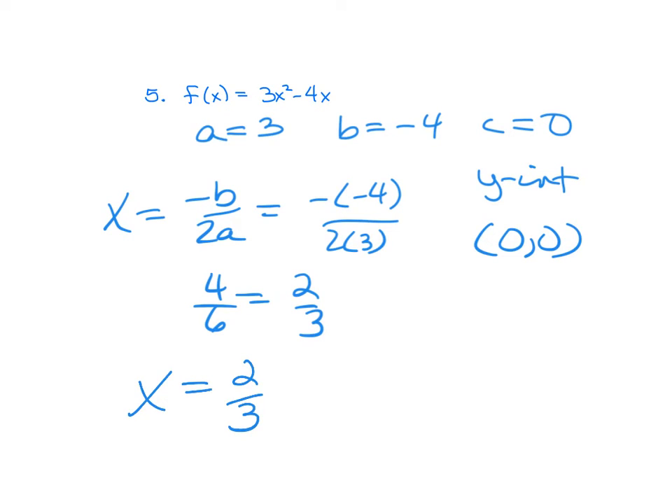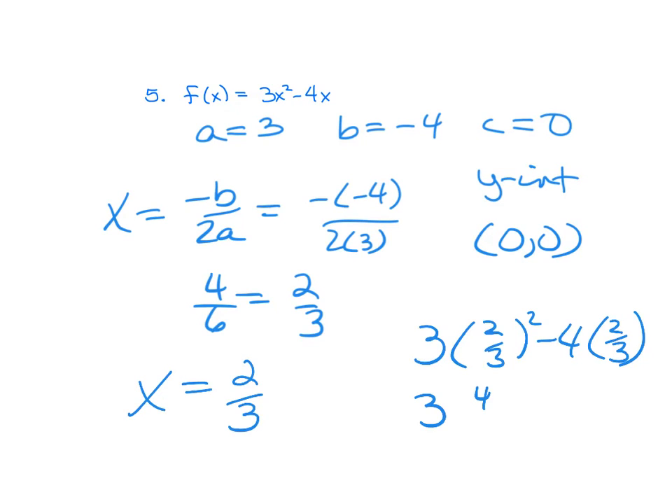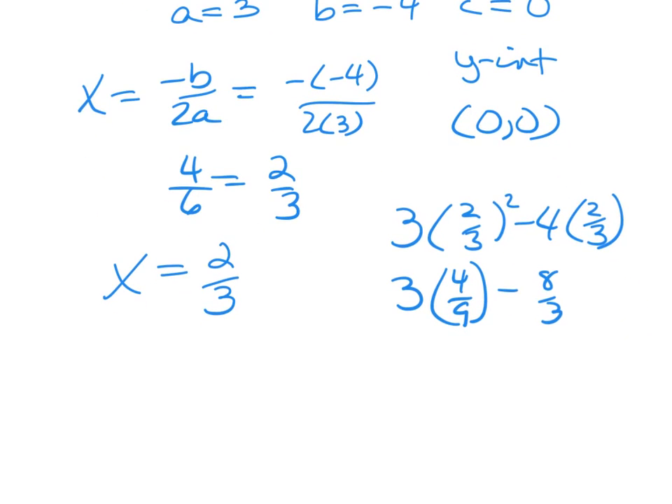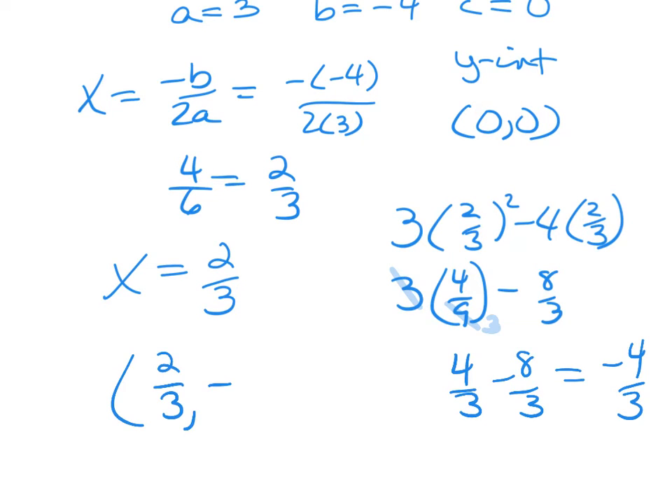I now need to take 2/3 and plug it back in. So 3 times 2/3 squared minus 4 times 2/3. This will give me 4/9 and this will give me 8/3. I'm going to simplify before I multiply. Make this a 3. So now this becomes 4/3 minus 8/3 gives me -4/3. So my vertex is going to occur at 2/3 and -4/3.